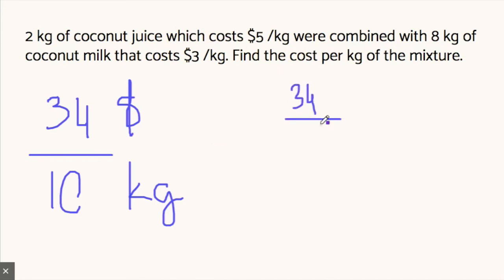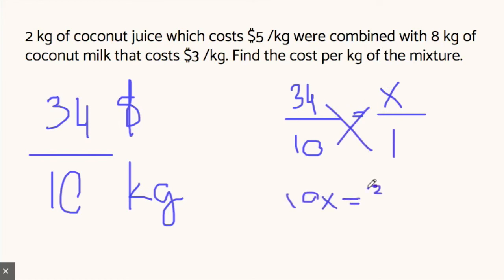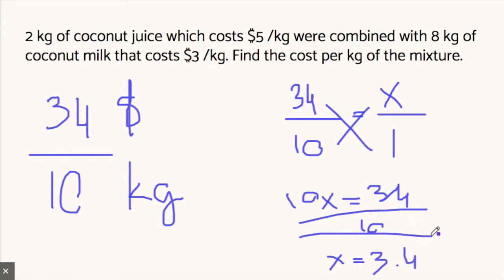34 for 10 is equal to what for 1? Cross multiply, 10x is equal to 34. Divide both sides by 10, x is equal to 3.4. So 1 kilogram of the mixture costs $3.4. And you have to put the units, $3.4 as your answer.